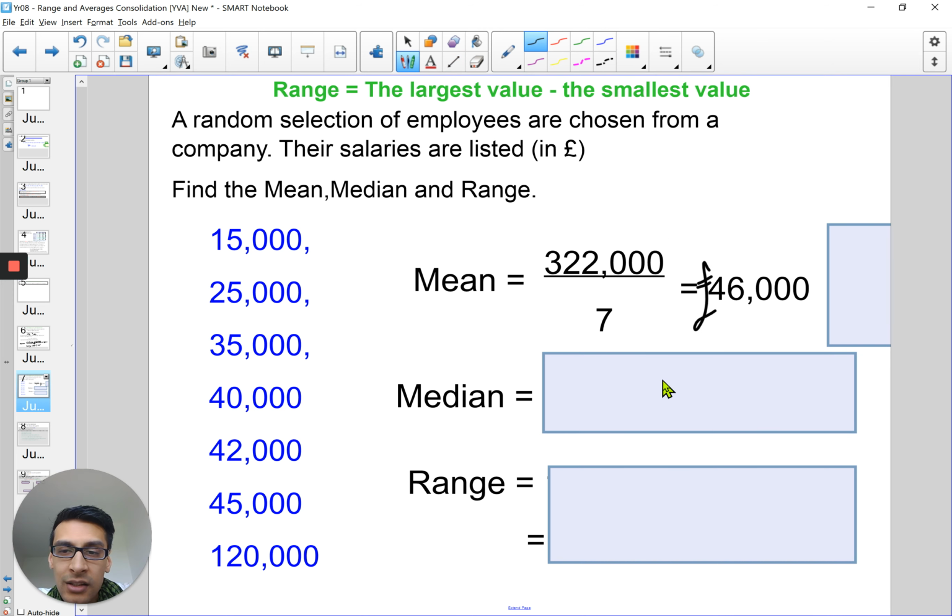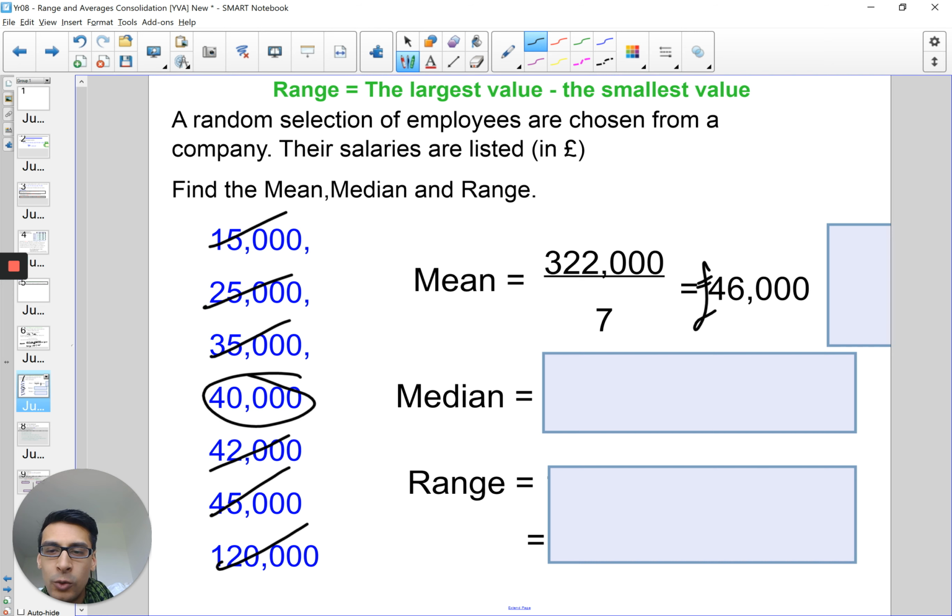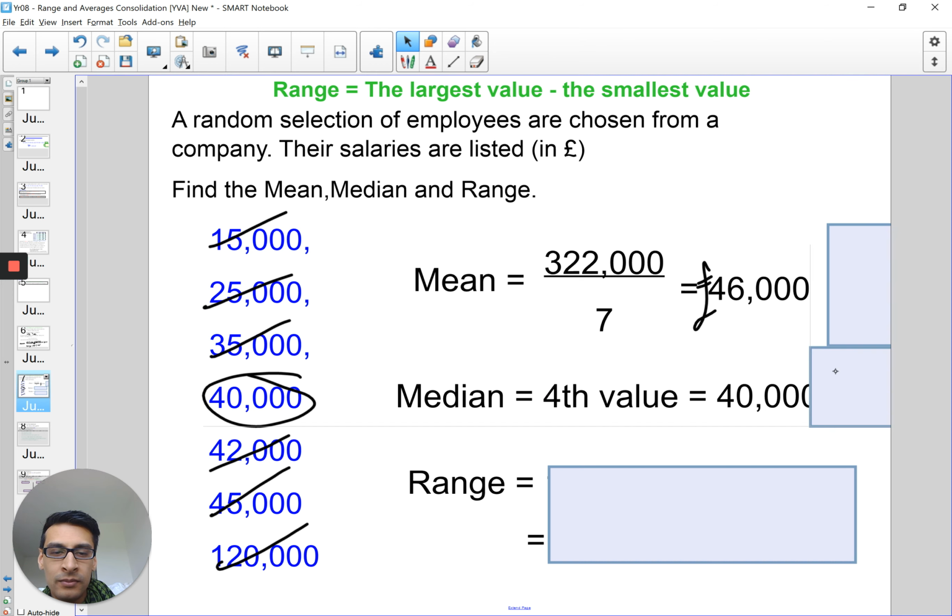And then the median, well, this list is already in order, luckily. Although it's going down the page, we can see that the median is going to be £40,000. So it's going to be the fourth value. And that should be pounds as well.